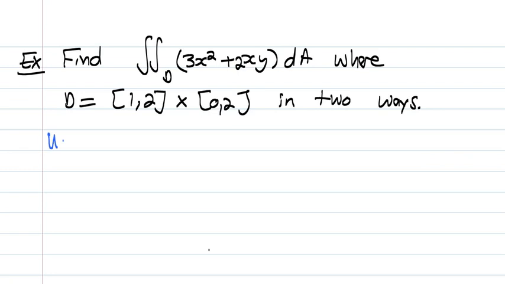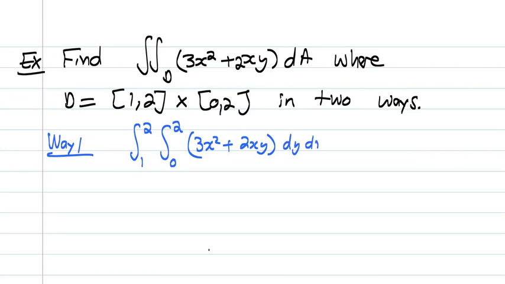So let's start with the first one. Let's call this way 1. So we're going to write this as the integral, x is starting from 1, ending at 2, y is starting from 0, ending at 2, and the function is 3x squared plus 2xy, and then it is dy dx. Then what you do is you work from the inside to the outside. So you take the integrand and you integrate this with respect to y, treating x as a constant. So if you do this, you get 3x squared y, plus if you integrate that, that becomes xy squared.